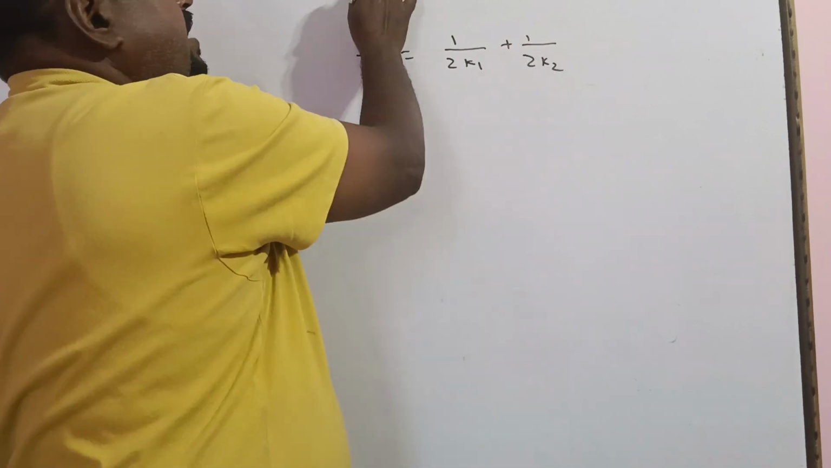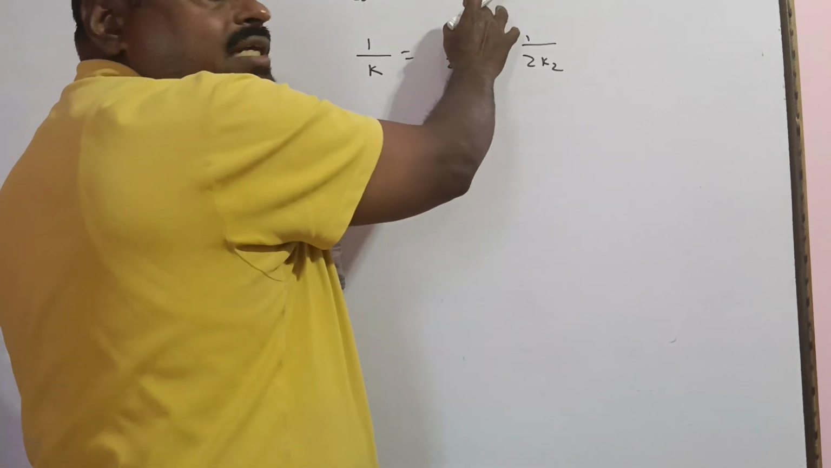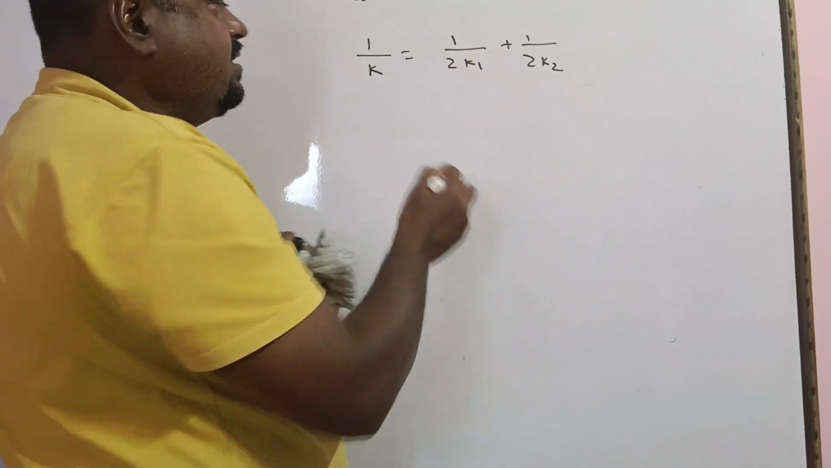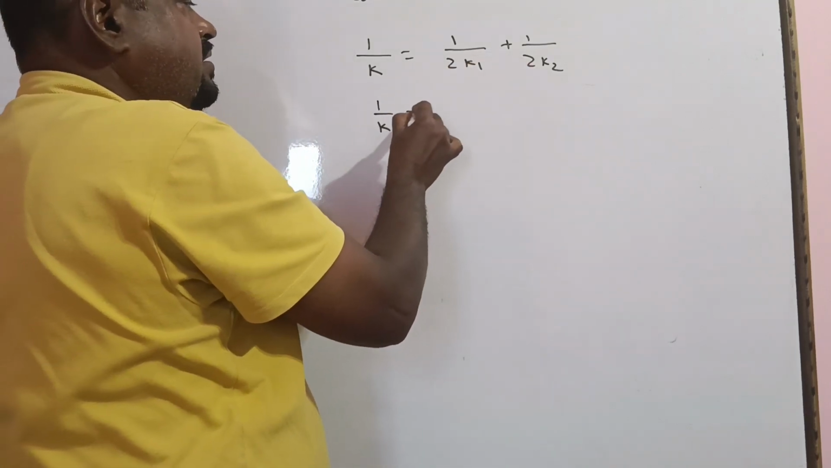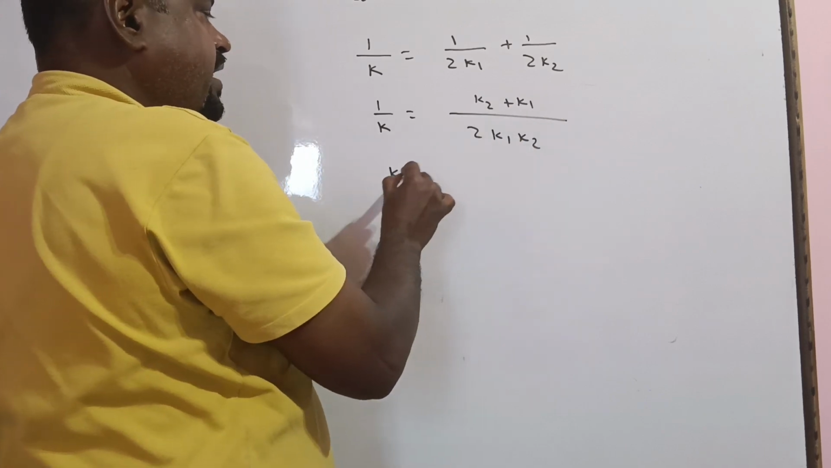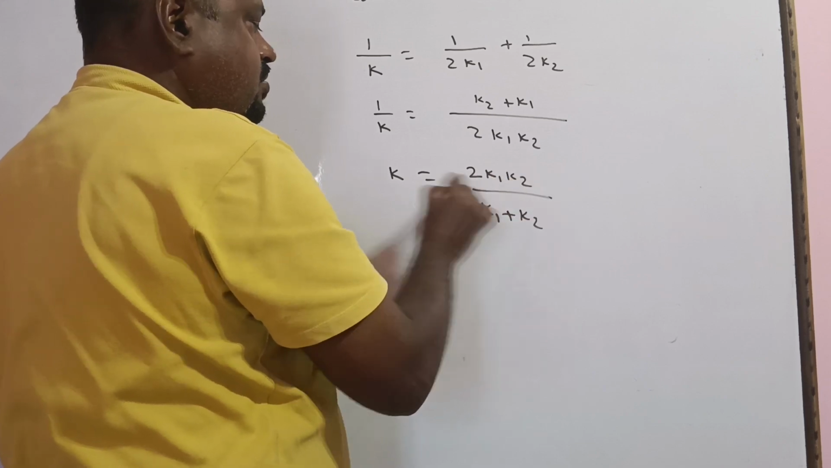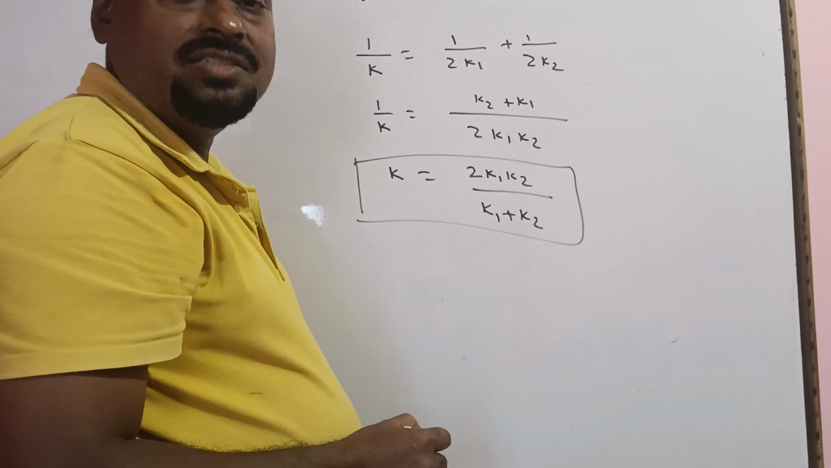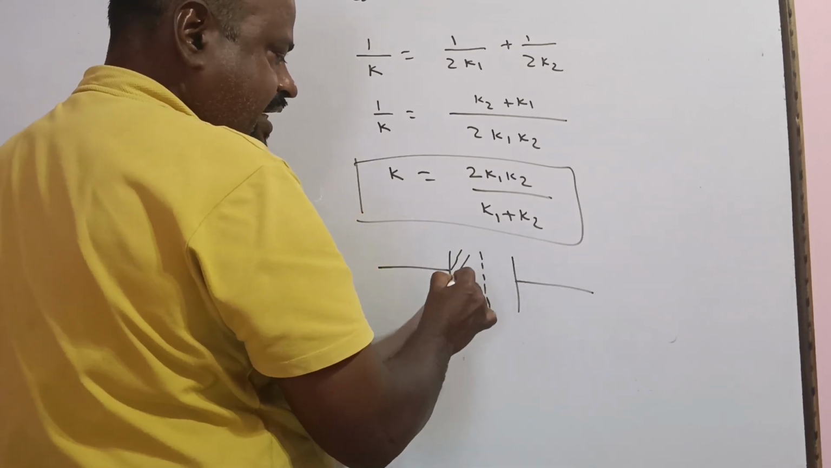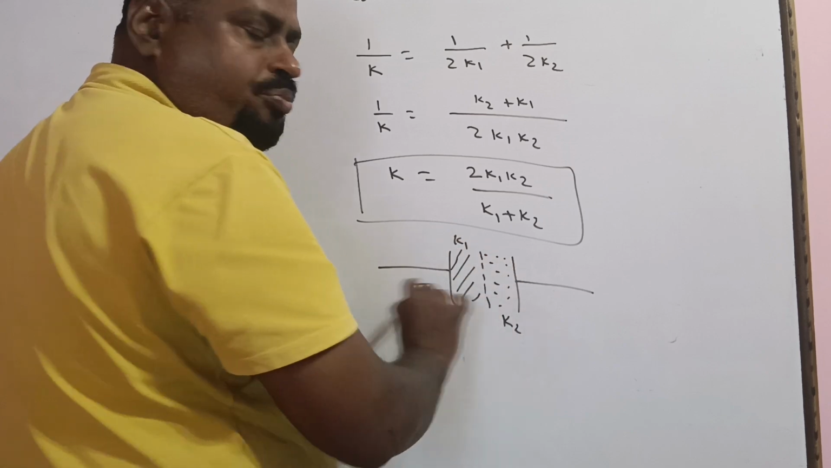Right? D cancelled, epsilon naught cancelled, A cancelled from LHS and RHS. So 1 by K, taking the LCM, is (K2 plus K1) by 2 K1 K2. So K equals 2 K1 K2 by K1 plus K2. This is the equivalent dielectric constant when two dielectrics are inserted in this manner, dielectric 1 and dielectric 2, in series grouping.